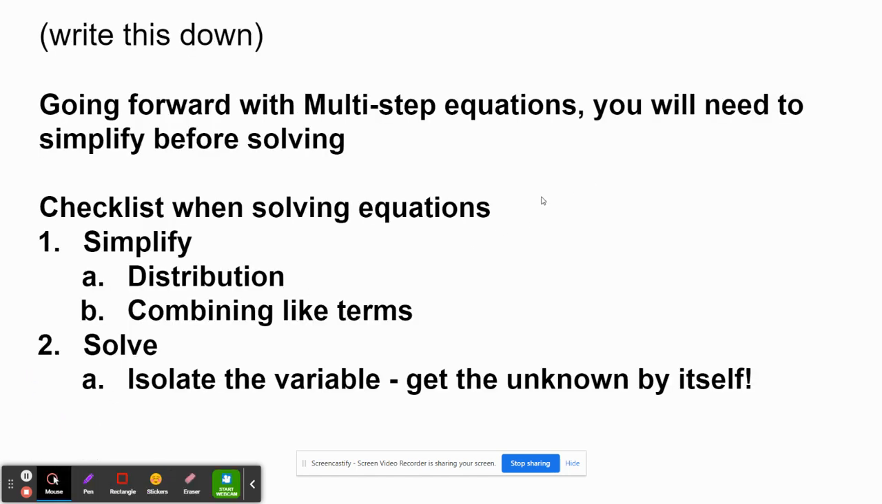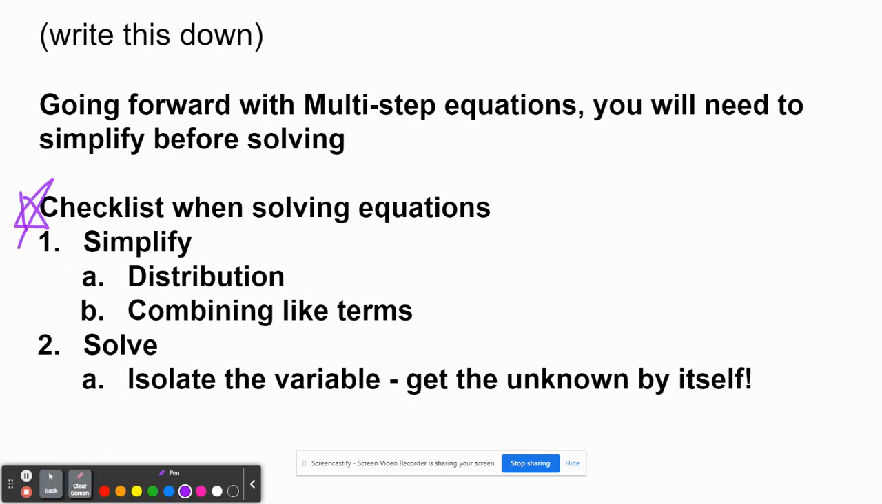Going forward with multi-step equations, you will need to simplify before solving. This would be a great thing to write down. As we go through these videos, there will be things that I will make very clear that you need to write down, like this, and there will be some things that will be good for you to have. Remember, the more notes you take, the more information you'll have for any classwork or assessments that come up. You can always refer to your notes. This checklist might be a good thing to have.